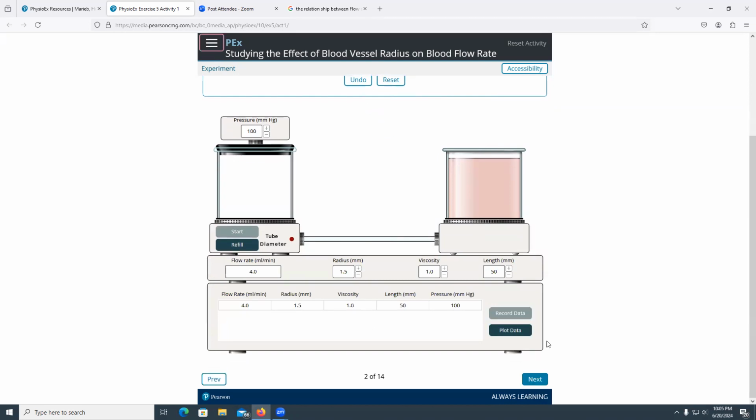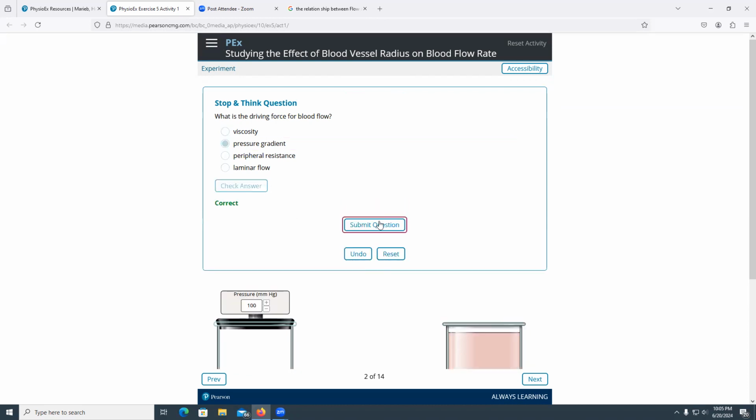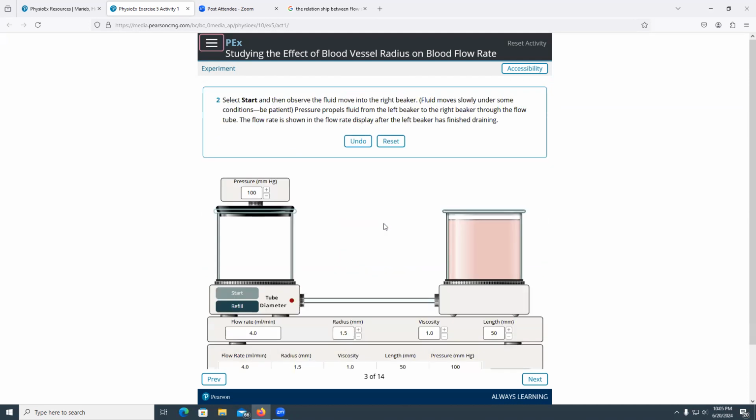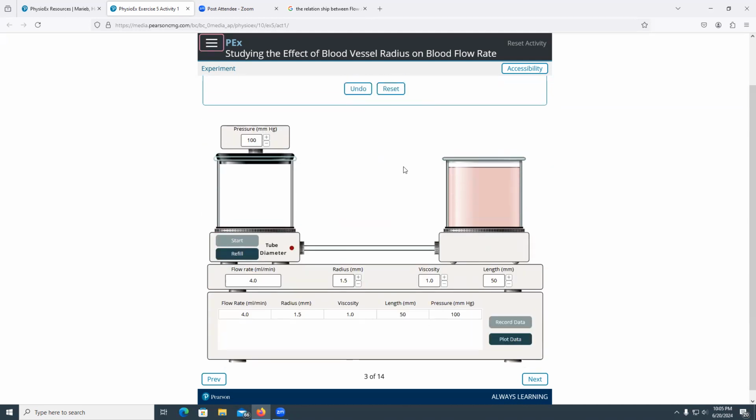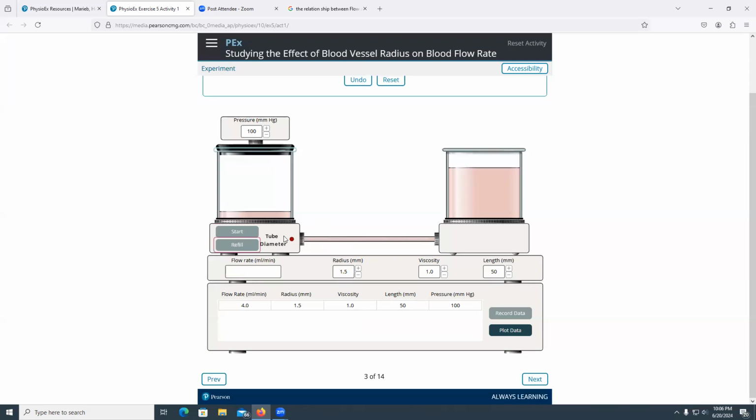So the next step is, what is the driving force for blood flow? Obviously, it is the pressure gradient. It is my left pump. Then it's telling us to start and then observe the movement. Observe the fluid in my beaker. We have to refill. So now everything goes right back. Then we're going to restart again. So we're going to be doing this a couple of times.